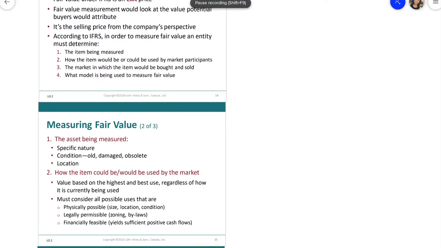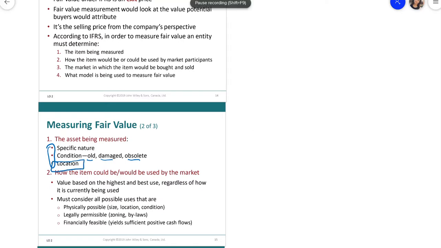Now, if you're measuring the fair value of an asset, now we're going into the asset. When we look at it, we look at these things. So specific nature of the asset. So who's going to buy it? The nature of the asset, the condition of the asset. Is it very old? Is it damaged, or obsolete? So of course, if it's old, you're not going to get that much value. So that's what it means, that condition of the asset and the location.